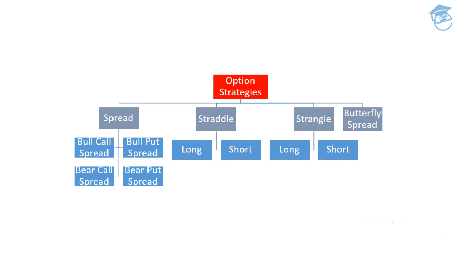Now, coming to the second part, which is the bull put spread. What do I mean by put? I am basically expecting that the market will go up, that is, bullish in nature. However, I'm getting into a put spread. In a put spread, I'll be buying a put option and selling a put option also. I'll buy the put option with a lower strike price and I'll sell the put option with a higher strike price.